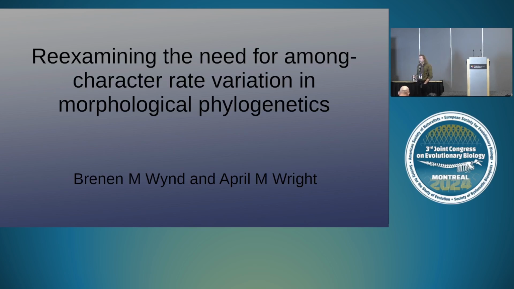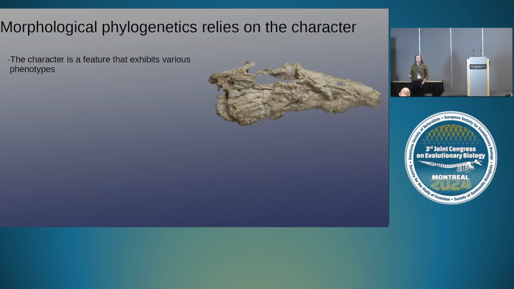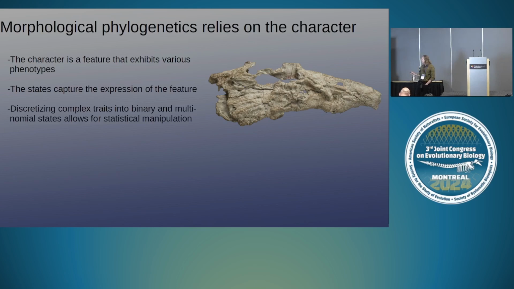Now, today I'm going to focus a lot on morphological phylogenetics, and to talk about that, I first need to discuss a character. A character is essentially a feature that exhibits various phenotypes, and it's very, very broad, because oftentimes, if we take a skull like this, you can basically point to anything on that skull, and we can make a character out of it. Because the characters are really made up by their constituent states that express what the phenotypes actually are. And these are often discretized into 0s, 1s, and 2s to ease statistical manipulation when generating phylogenies.